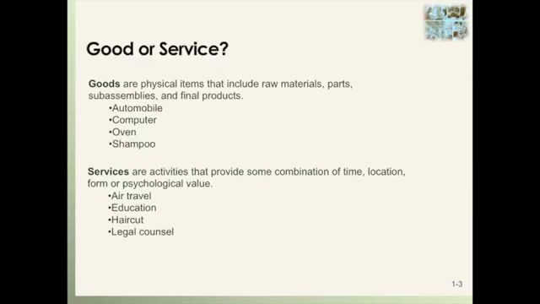So the first thing we need to talk about is what is a good or a service. Goods are physical items that include raw materials, parts, subassemblies, final parts. So here are some examples: an automobile, a computer, an oven, shampoo, things that you can actually touch and feel. Services are activities that provide some combination of time, location, form, or psychological value.